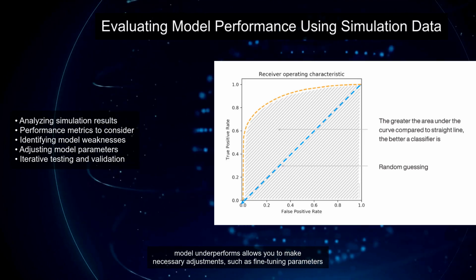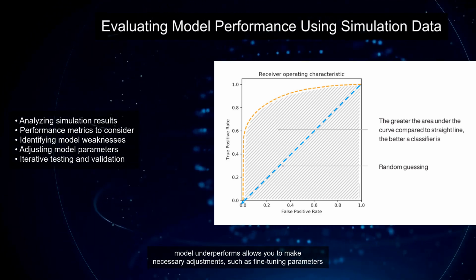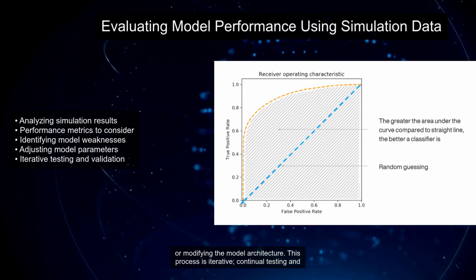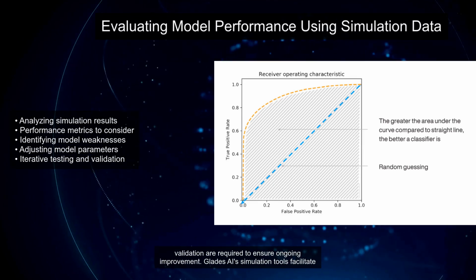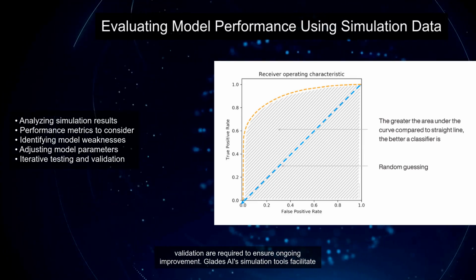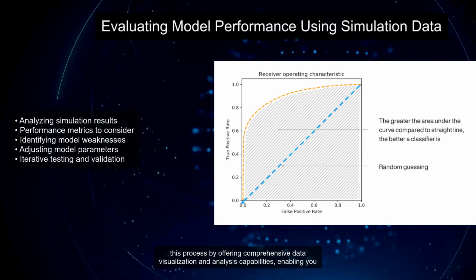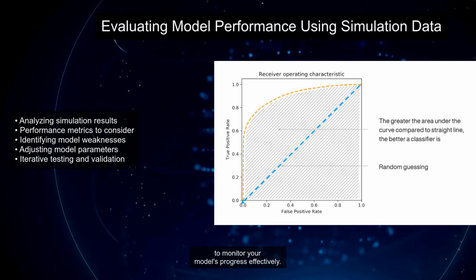Identifying areas where the model underperforms allows you to make necessary adjustments, such as fine-tuning parameters or modifying the model architecture. This process is iterative. Continual testing and validation are required to ensure ongoing improvement. Glades AI simulation tools facilitate this process by offering comprehensive data visualization and analysis capabilities, enabling you to monitor your model's progress effectively.